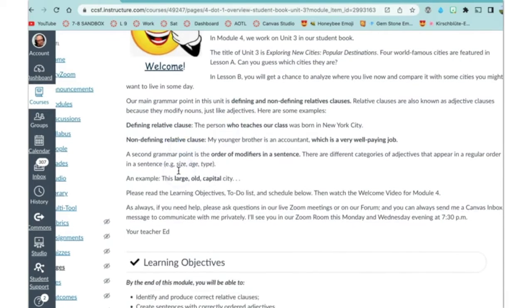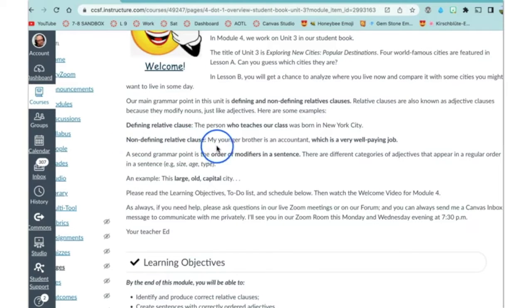So here's an example. This is a defining relative clause. The person who teaches our class was born in New York City. You need this relative clause, who teaches our class, to define or identify which person you're talking about. If you don't have this information, then you don't know which person you're referring to.